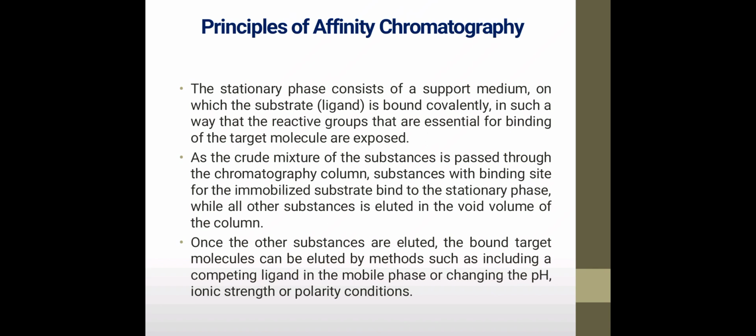As the crude mixture of the substance passes through this chromatographic column, the substances with binding sites for the immobilized substrate bind to the stationary phase using this ligand, while all other substances are eluted in the void volume of the column. Once the other substances are eluted, the bound target molecule, that is the analyte which has to be separated, can be eluted by using a competing ligand in the mobile phase, or by changing the pH, ionic strength or polarity conditions. So by doing these changes we can elute the analyte.